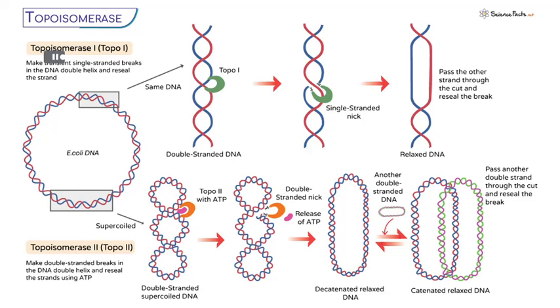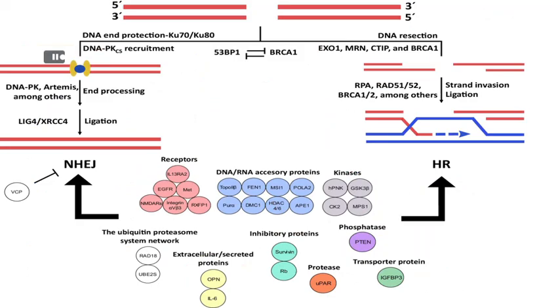Doxorubicin works primarily by intercalating into DNA. This disrupts the function of topoisomerase 2, an enzyme crucial for DNA replication and transcription. By preventing the religation of the DNA strands, it leads to DNA damage and ultimately triggers cell death, especially in rapidly dividing cancer cells. Additionally, doxorubicin generates free radicals that contribute to its cytotoxic effects.